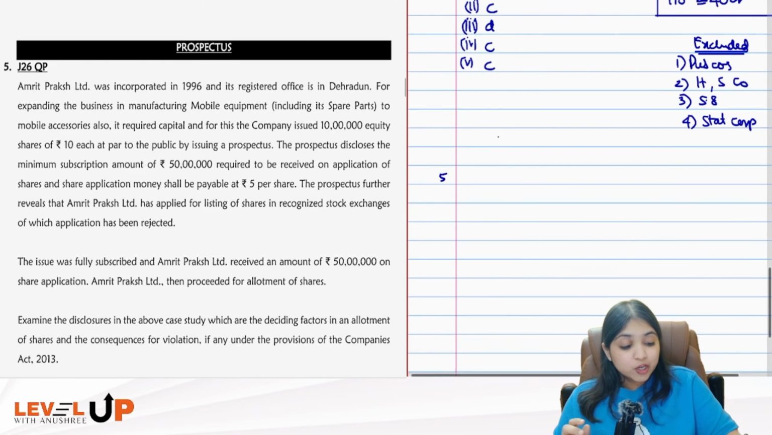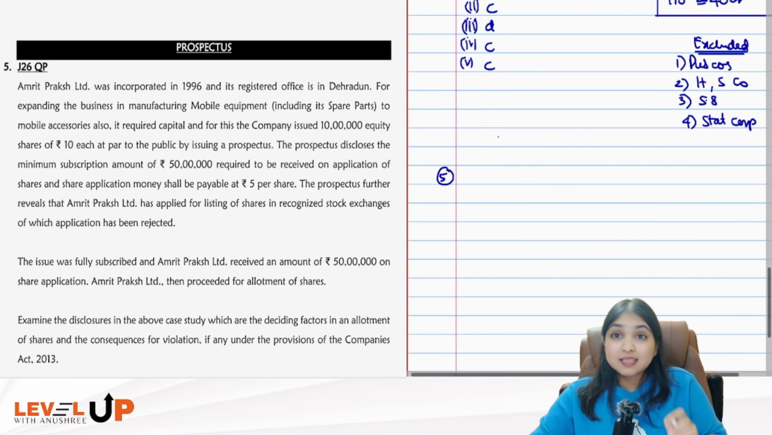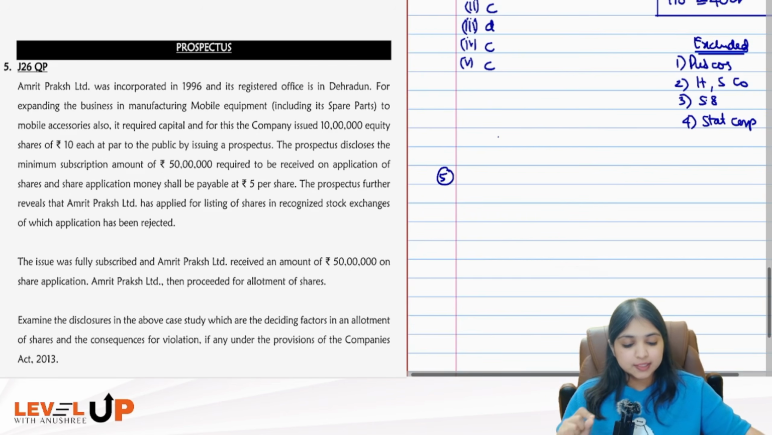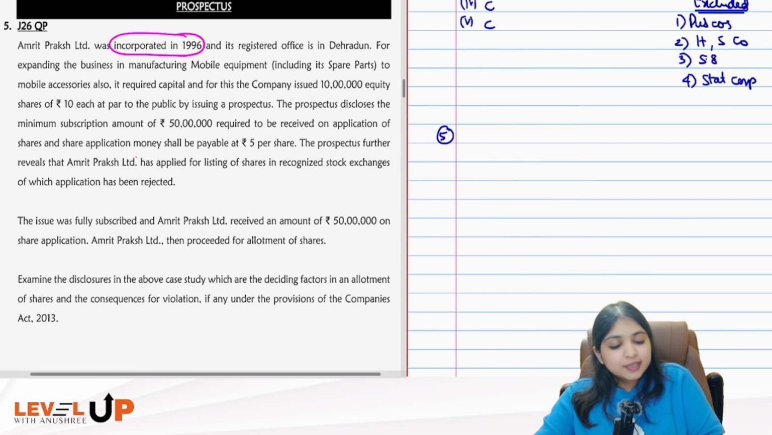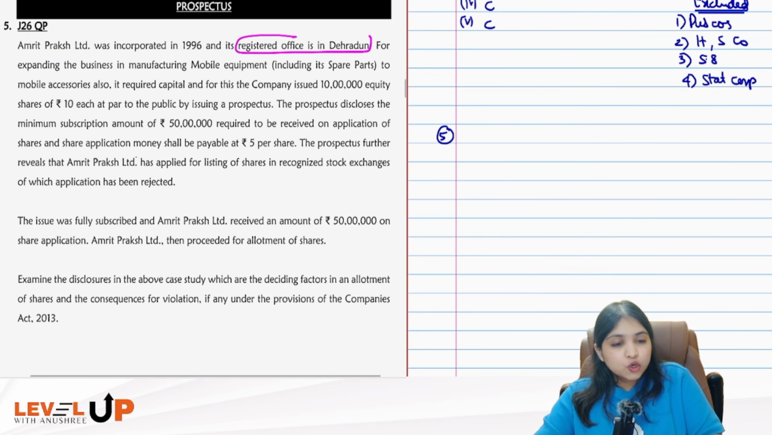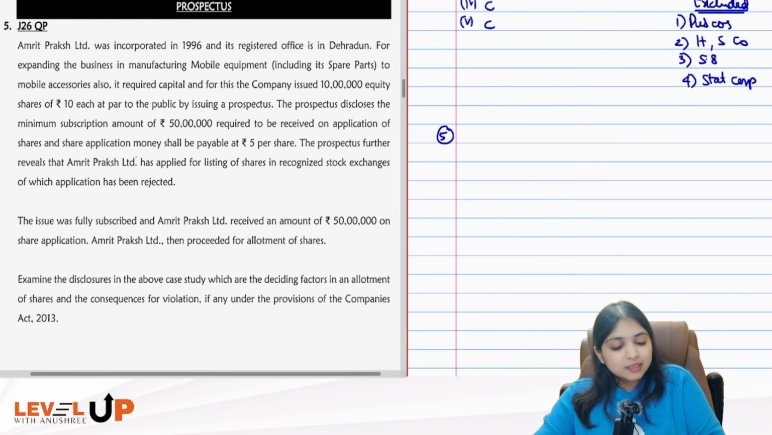I'm entering into the prospectus chapter now. The question is again a Jan 26 examination question. The question says, Amrit Prakash Limited was incorporated in 1996 and its registered office is in Dehradun. For expanding the business in manufacturing mobile equipment to mobile accessories also, it required capital, and for this the company issued 10 lakh equity shares of 10 rupees each at par to the public. Company is making an issue to the public by issuing prospectus, which means company is coming up with a public offer.